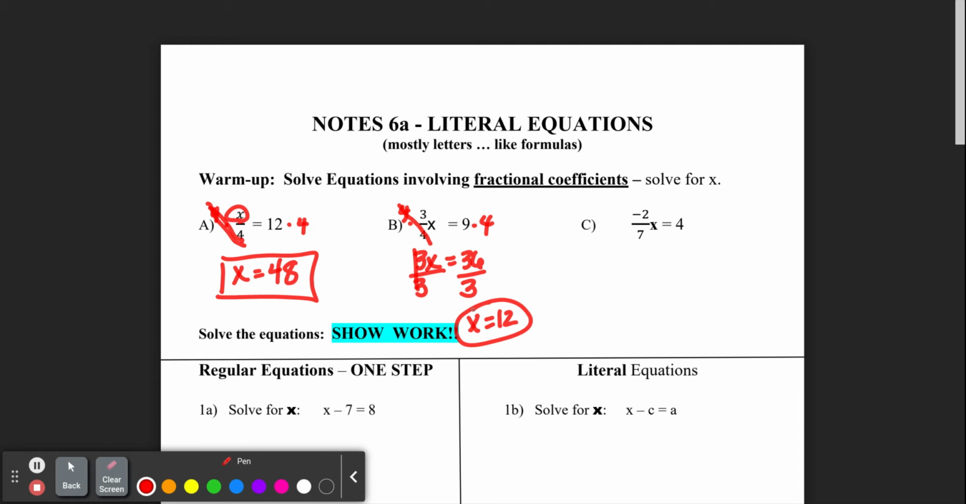Letter C, same way. I like to get rid of the denominator, so I'm going to multiply by 7. Whatever you do to one side, you do to the other. Bring down your negative 2x is equal to 4 times 7, which is 28. Divide both sides by negative 2, and x is going to be equal to negative 14.